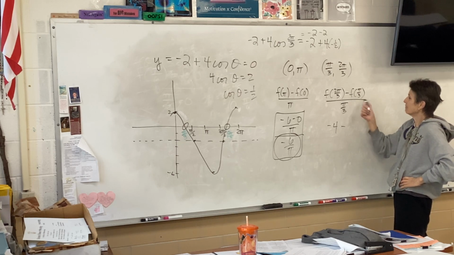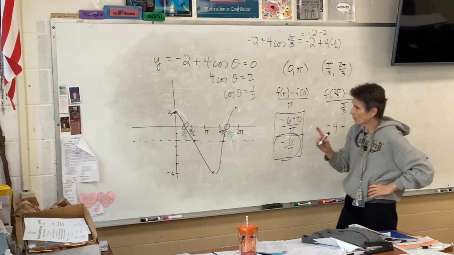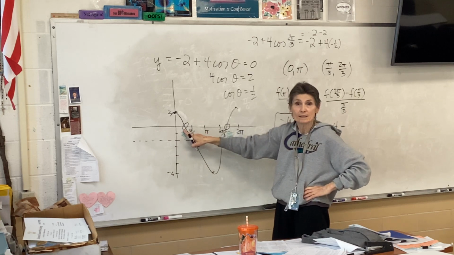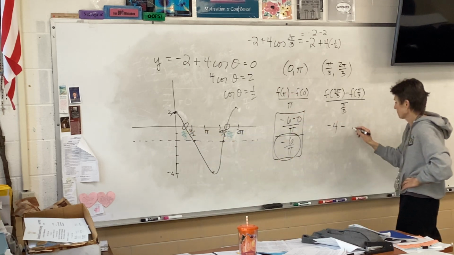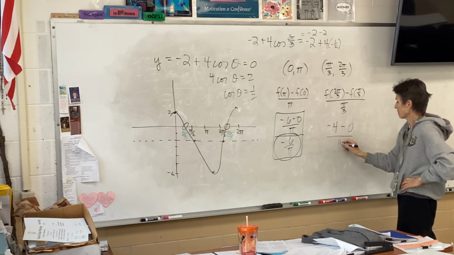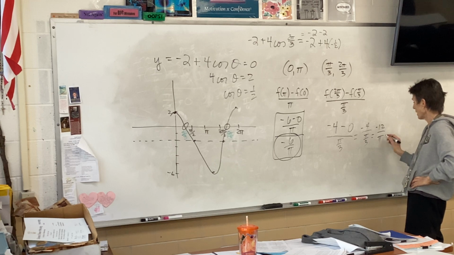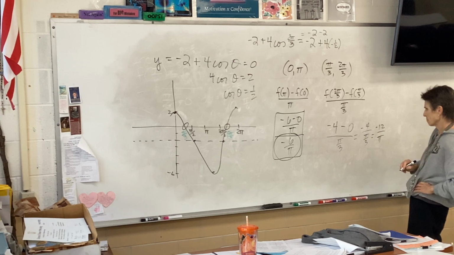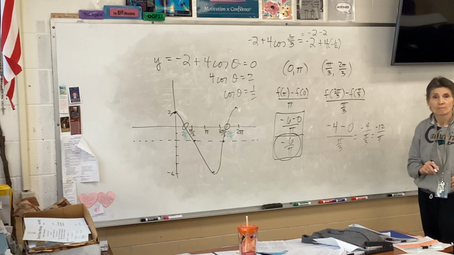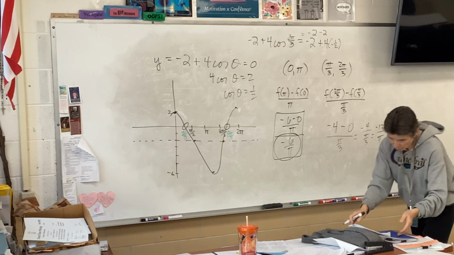What is f of pi over 3? Well, that one I know. F of pi over 3 is 0. So that one's going to be -4 over pi over 3, which is -12 over pi. So what was the question?